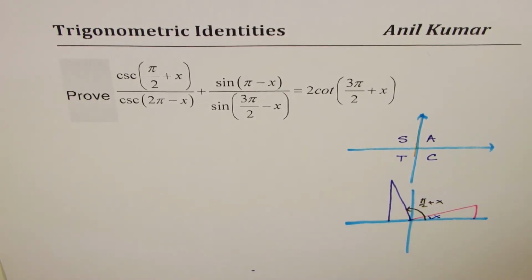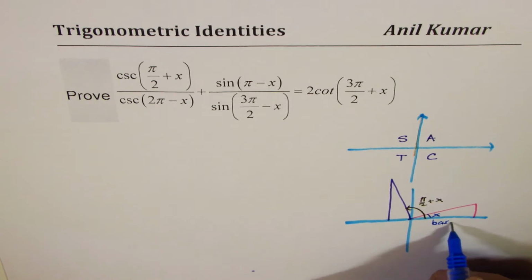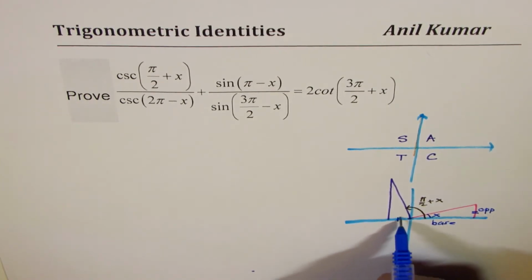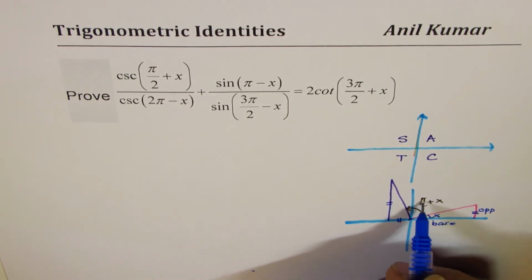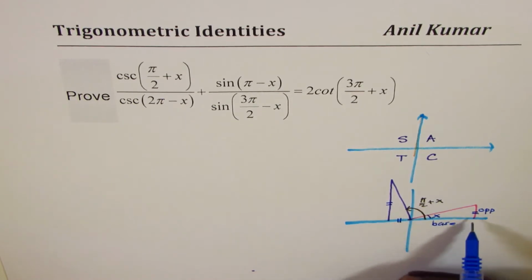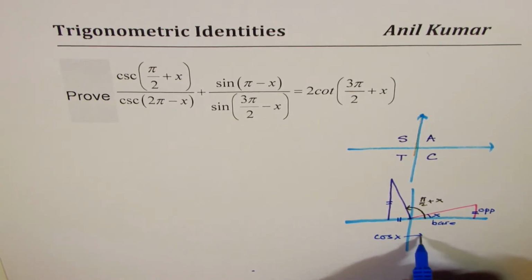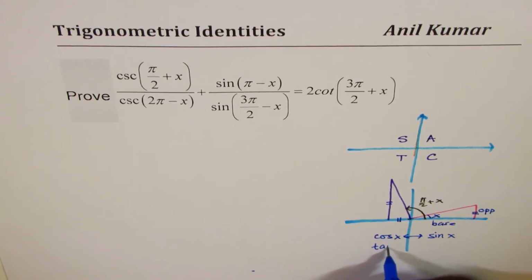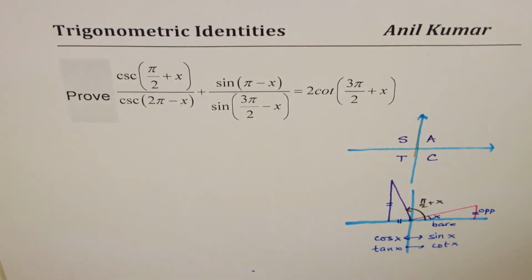What do you notice here? Let's say this is the base, and that is the opposite side. What really happens is that this opposite side becomes equal to the base, and the base becomes the opposite side when we are talking about pi/2 + x. So in that situation, cos becomes sine x, or vice versa. Tan x becomes cotangent x, or vice versa. Do you get my point?